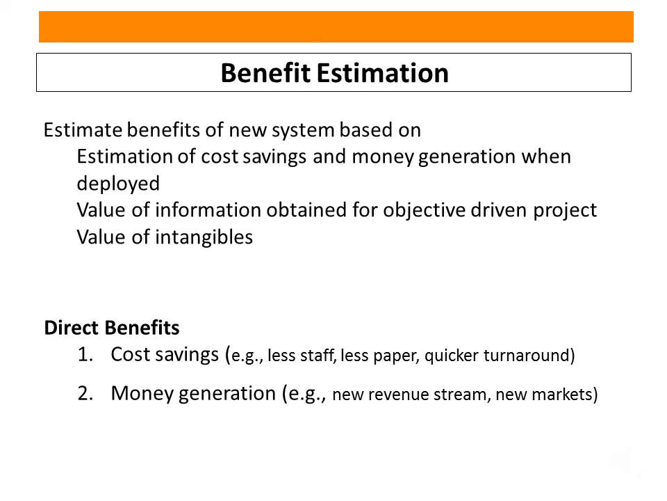So number one is direct benefits. These are the benefits which are accountable to the new system, and the two important factors in this are cost saving and money generation. For example, cost saving is less staff, less paper, quicker turnaround time, waiting time, response time. Money generation means new revenue streams, markets, objects, classes, discussions and all, which are related to your money generation. After that, measurable after the system is operational. And what is to be estimated? Obviously the cost as well as the benefit.